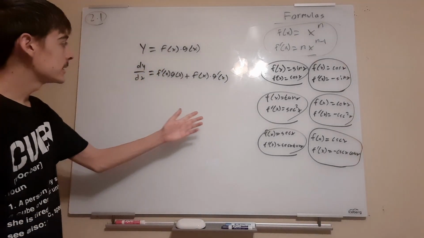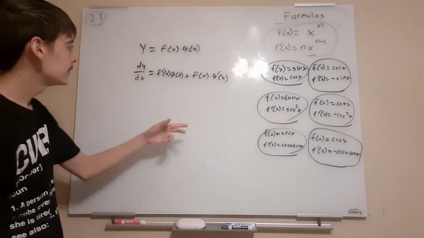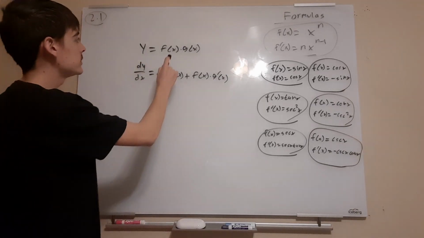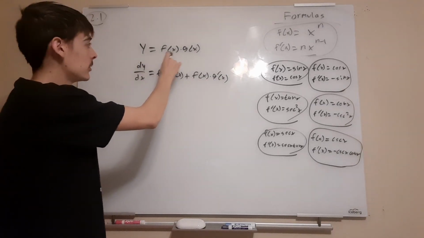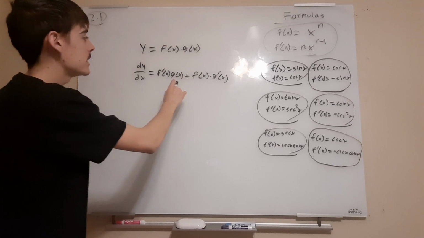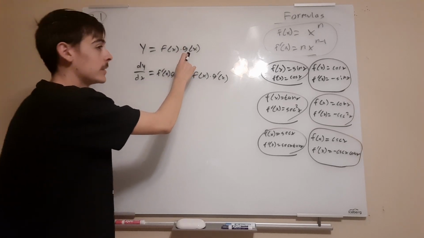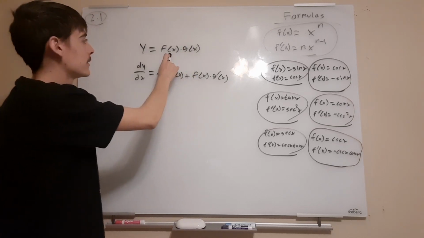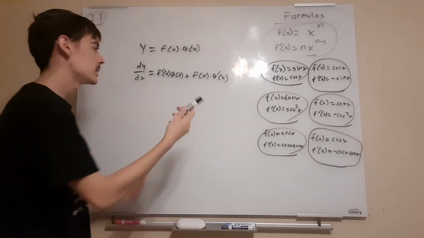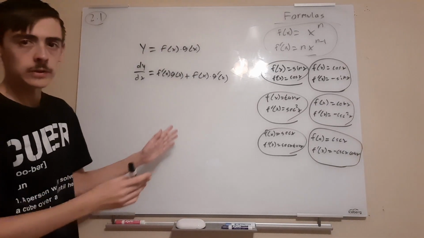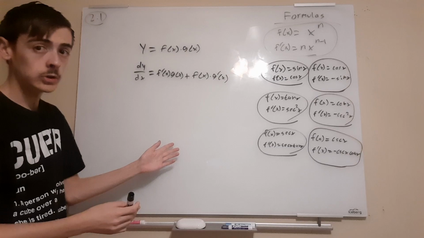So this looks like a bunch of letters and stuff, but here's what it means. Basically you take the derivative of the first and you multiply by the second function. And then you add, taking the derivative of the second function, multiplying by the first function. That's what all this notation basically means. So let me show you a few examples using this new rule.